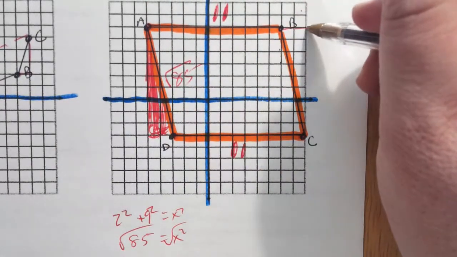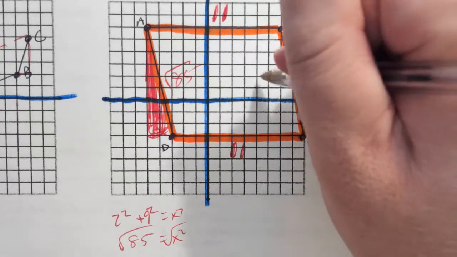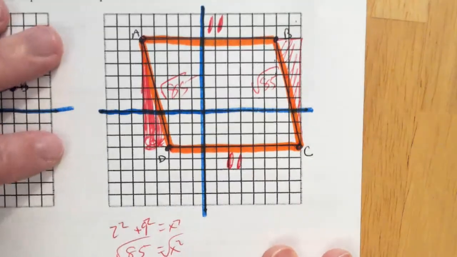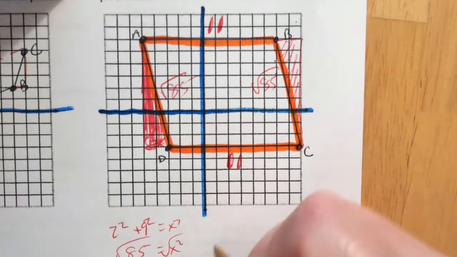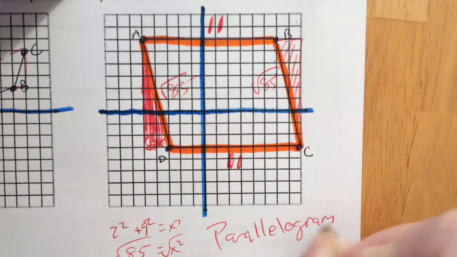Okay, so right here, that's the square root of 85. And over here, do the same thing. And guess what? That is another 2 by 9, which is definitely square root of 85. Okay, so the sides are not equal, so this definitely is a parallelogram, which I guessed right at the beginning before I even did any work.